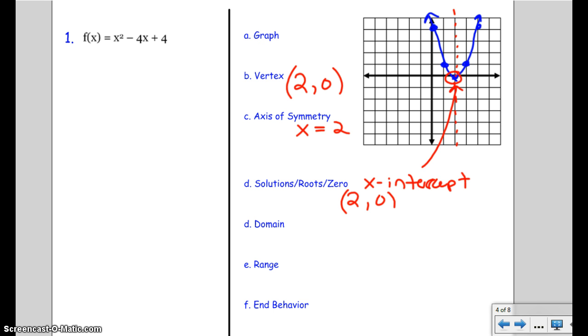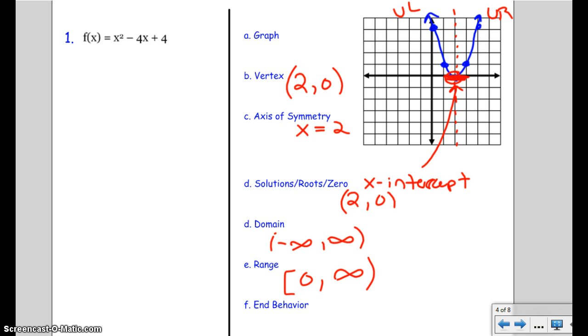My domain, again, my left arrow is going up and left, my right arrow is going up and right. So I go all the way to the left and all the way to the right, so I cover all x values from negative infinity to positive infinity. My range, though, the lowest I go is right here. That number is 0, right? I don't go below that x-axis. So my range is my y values. The lowest I go is 0, and I include 0 as my point. And then I can go all the way up to infinity.